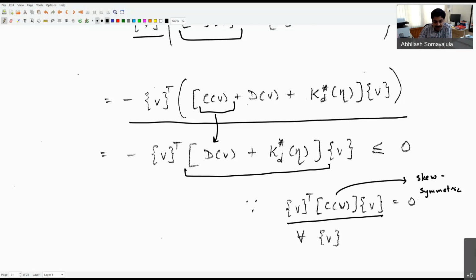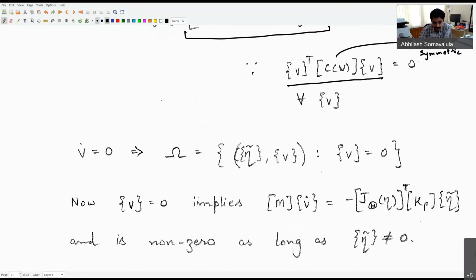Now I will look at all the set of possible values of eta tilde and v such that this V dot is actually equal to 0. What is that set of values which will cause this to be equal to 0? When is this equality satisfied? You can see that it is equal to 0 as long as v is equal to 0. So all the points, wherever my location of eta may be, doesn't matter. As long as v is equal to 0, this V dot will be equal to 0.